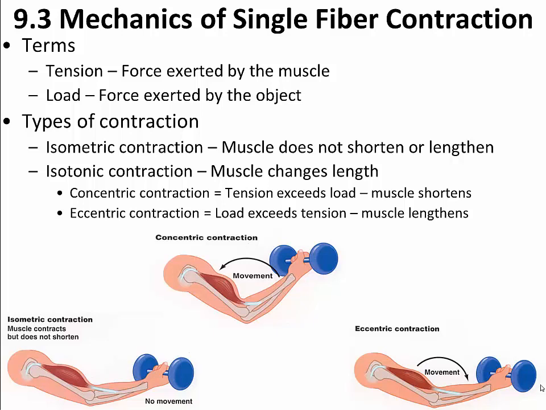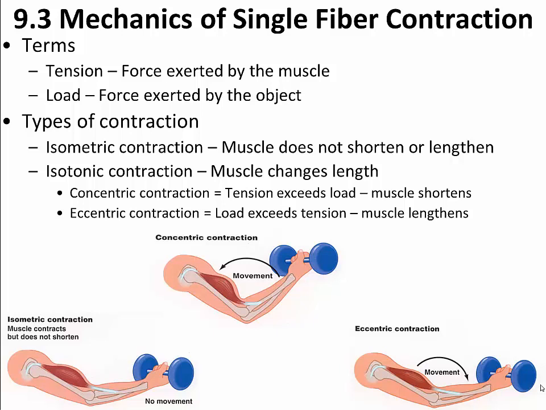In section 9-3, we get to look at some aspects of muscle contraction. The first thing we want to do is identify some terms, and so the first two terms are tension and load. Tension is the force exerted by the muscle. Load is the force that's exerted by the object, which of course is opposing the force that's exerted by the muscle.